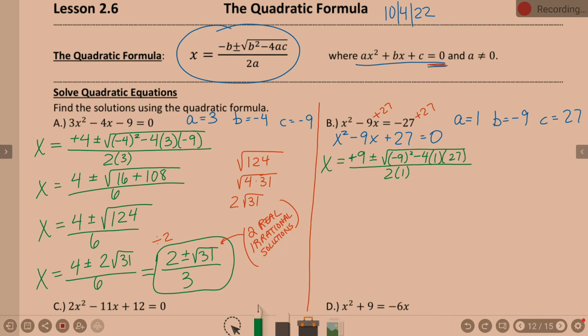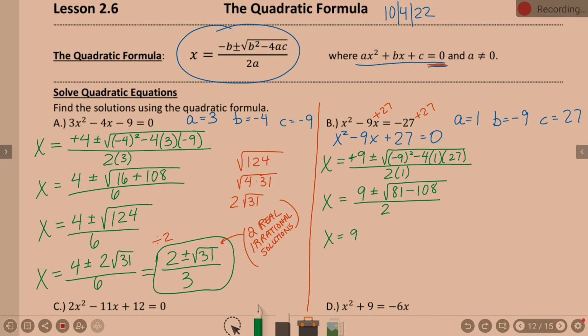Okay. Are you practicing the math? I know some of you are, and you need to be. 9 plus or minus, what's going on under the square root? What is negative 9 squared? 81. And that is a positive 81. Minus 4 times 1 times 27. 108. All over 2. Now, some of you may have already done the 81 minus 108 on that step. That's perfectly fine.